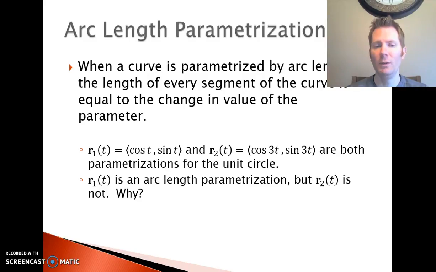The reason r sub 1 is an arc length parameterization and r sub 2 is not is that for r sub 1, if you integrate the magnitude of the derivative of r sub 1 of t from c to d, the answer will be d minus c. That is not the case with r sub 2.